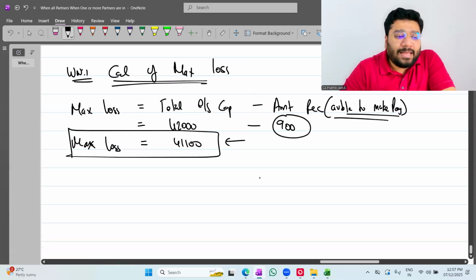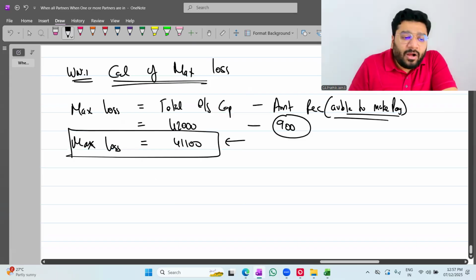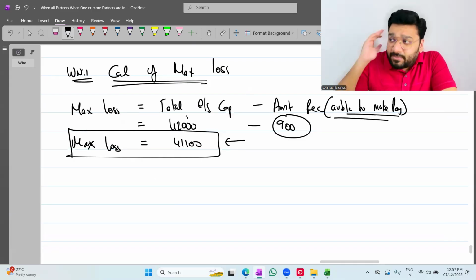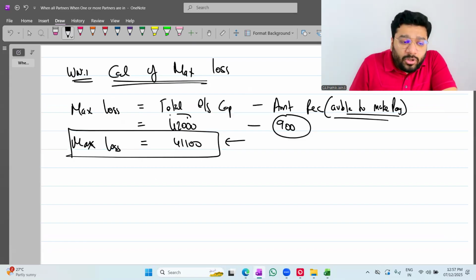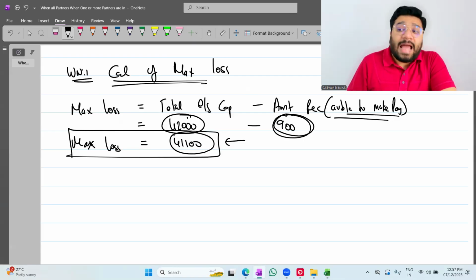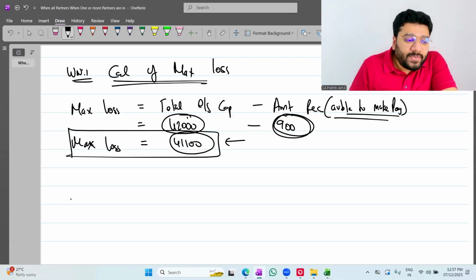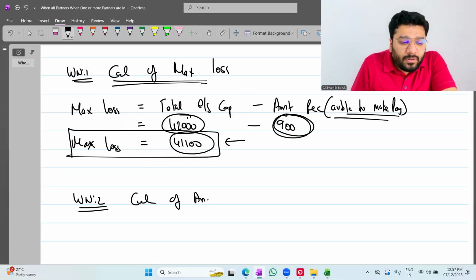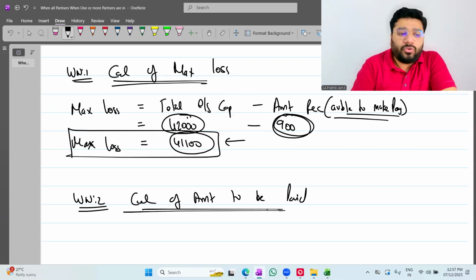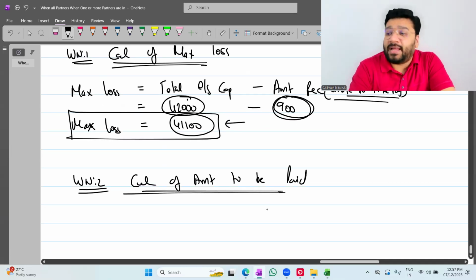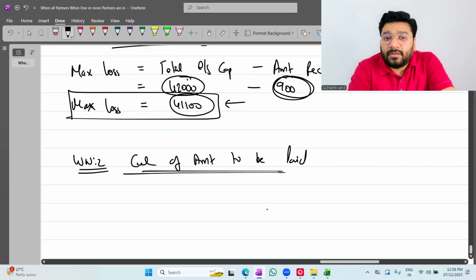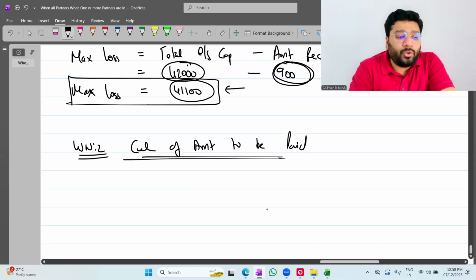So working note 1, calculation of maximum loss. Any difficulty? No, the assumption is not required. This assumption is only for your conceptual knowledge. Out of 42,000, if I pay 900 to the partners, how much is unpaid money to the partners? 41,100 as of now. What is working note 2? Calculation of amount to be paid to partners. We need to know to which partner how much money is to be paid out of this 900. Who will get this 900? That decision will be made in working note number 2.